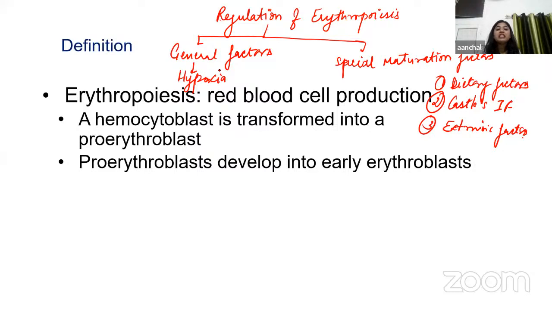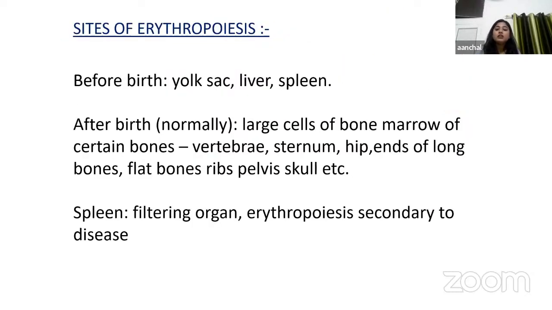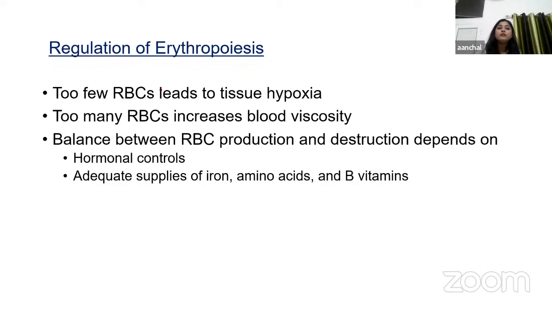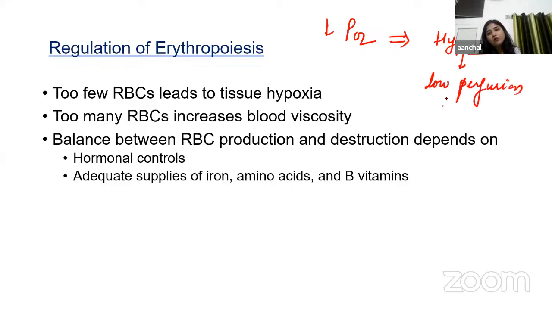Now, what is hypoxia? Whenever any person goes to high altitude, what happens there? There is low partial pressure of oxygen, right? So low PO2 will be there, and the condition of hypoxia will develop. As the condition of hypoxia develops, there will be low perfusion of O2 to tissues, right?